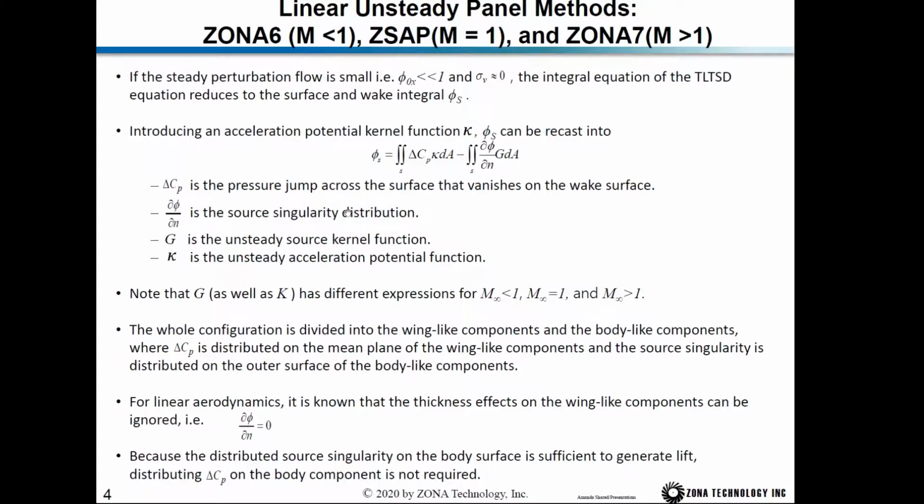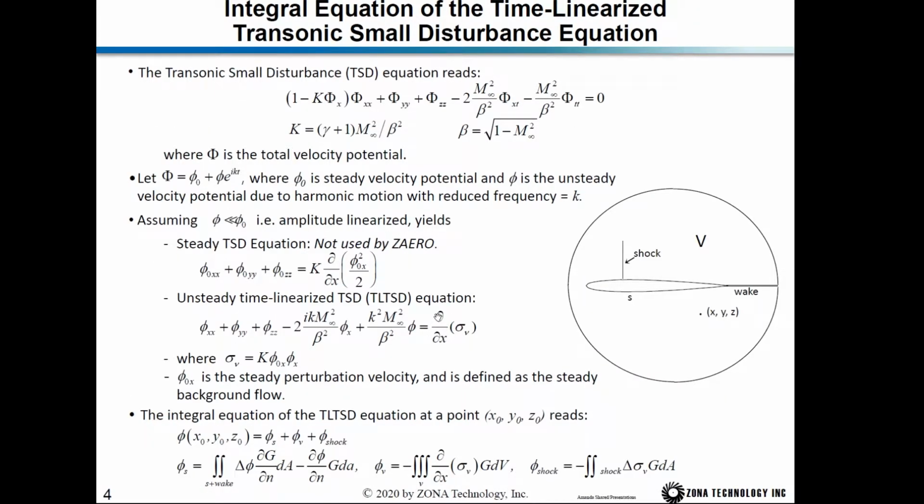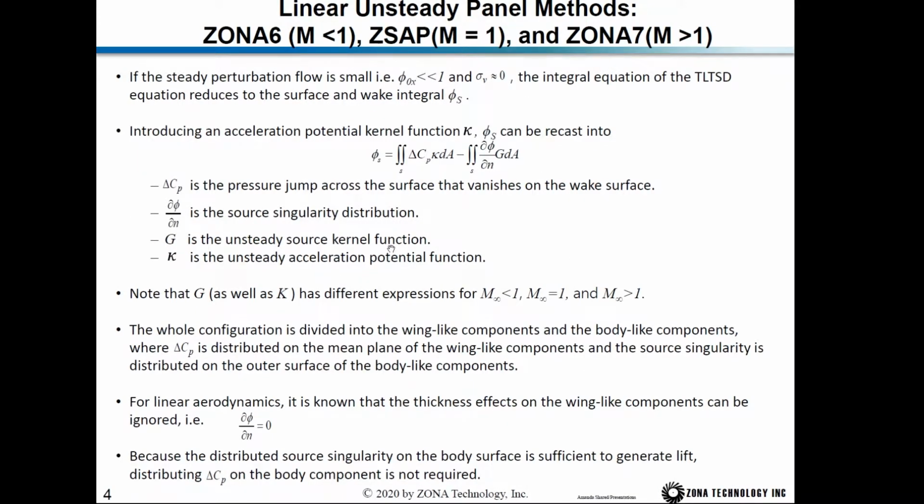If we assume the steady perturbation velocity is small, in other words, phi naught x is very small, thereby sigma v is small, then we have this linear unsteady panel method. In other words, we assume sigma v to be small, to be 0. So we only have this surface integral, and so this equation is a linear unsteady potential equation, and we use the panel method to solve this integral equation, and we can further recast the velocity potential into acceleration potential.